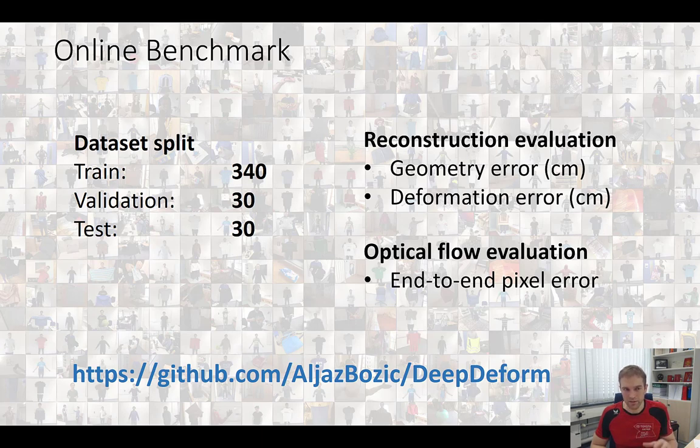But the interesting thing is for flow, for instance, for non-rigid scene flow or stuff like this, there's actually not so much real world data available where you have ground truth annotated correspondences. And this is something I feel might also be interesting for that kind of community.